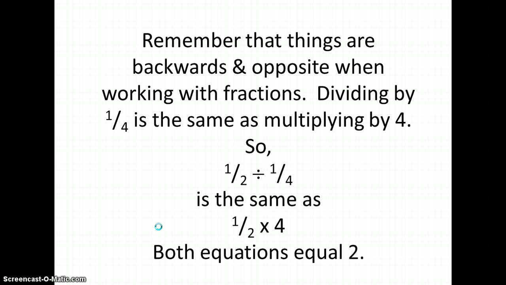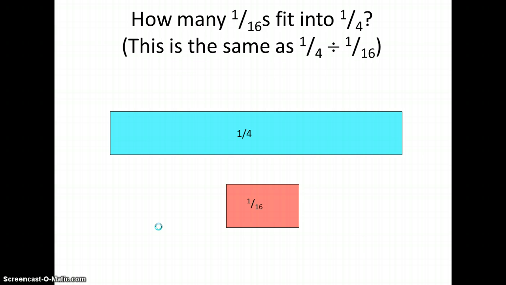Remember that things are backwards or opposite when we're working with fractions. So dividing by 1/4 is the same as multiplying by 4. So 1/2 divided by 1/4 gives me the same answer as 1/2 times 4. Both equations equal 2. That's interesting. As we go through this, see if you can make a couple more observations about these problems and possibly form a general statement about them.